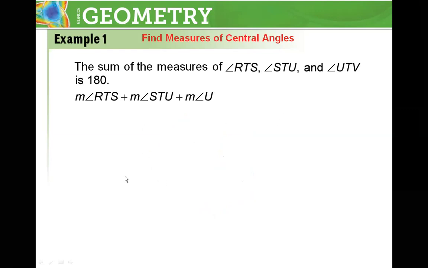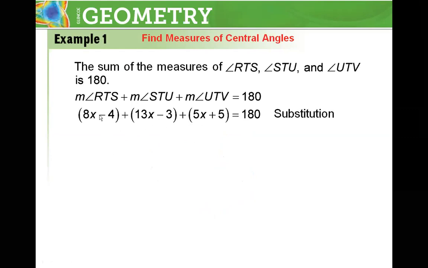As you said, the sum of the three angles equals 180. We substitute the measure of the first angle, 8x minus 4, the second angle, 13x minus 3, and the third angle, 5x plus 5. Mishari, how many x do we have? 8x, 13x, and 5x. How many x? 26. Excellent, 26x.